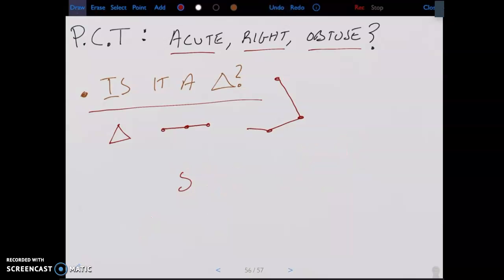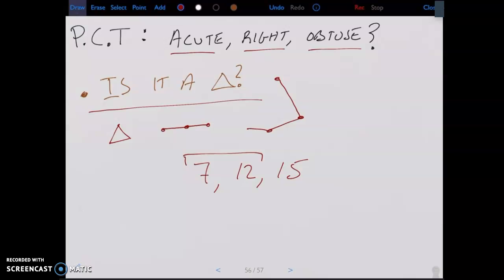Let's give you another one. 7, 12, 15. Right? So which one is it? Is it a triangle? Is it a line? Or is it an open? The way I would do this, again, I would pick two of the sides, add them together, and subtract them. It's called the triangle inequality. You add the two sides together, and you subtract the two sides.